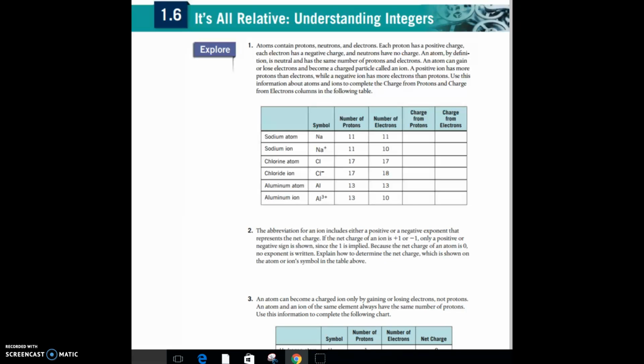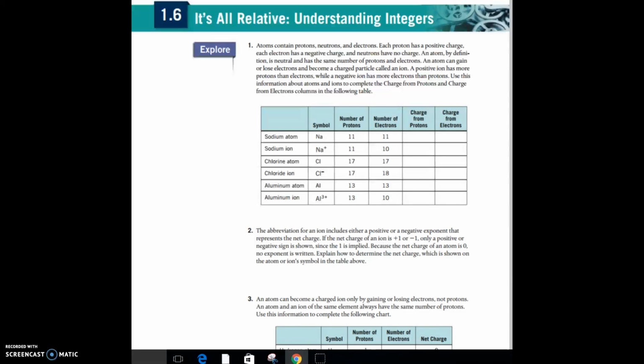Okay, so you should be at page 40 in your book, section 1.6. And this is just kind of an introduction to integers. And integers are kind of nice: positive and negative numbers, including 0. So read this direction and then fill in this chart here. So just read what it says up here. We're going to do a tiny bit of chemistry and then fill out this chart, and then we'll go from there.